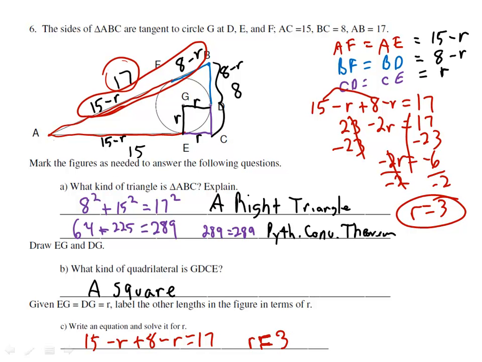R equals 3. So what's the key for this? It's figuring out two different ways to describe the same length, putting them equal to each other, and solving it. And the way we do that is by knowing about these tangent lines from external points. We can determine a way to describe them: 8 minus R, 15 minus R. If we add those two together, we get 17. So that's the equation we end up solving.